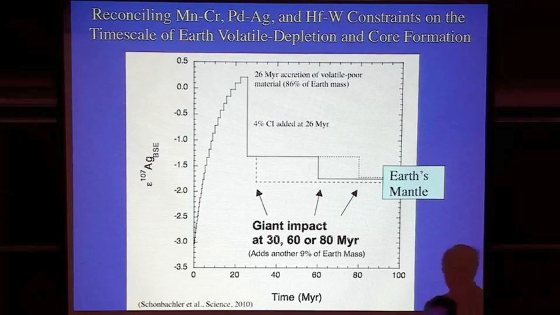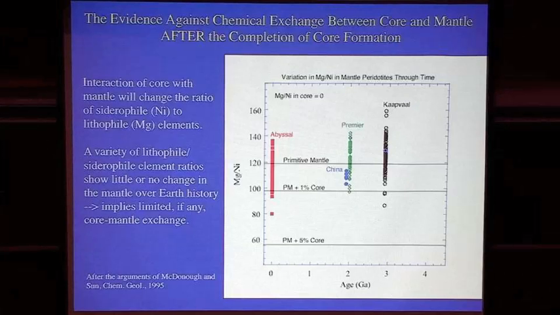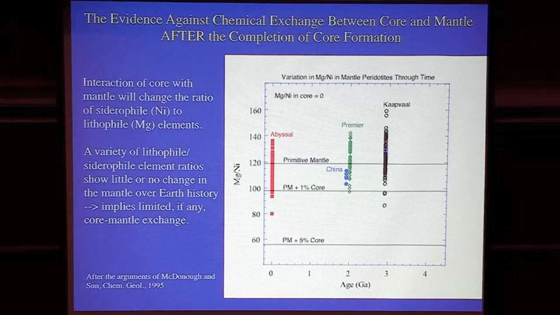So we formed the core. We had this core extracted out of the silicate earth. And the issue I brought up yesterday is that we have evidence that there was a late veneer. So there was something added to the earth after the core formed and didn't equilibrate with it. Here's another way to look at that.